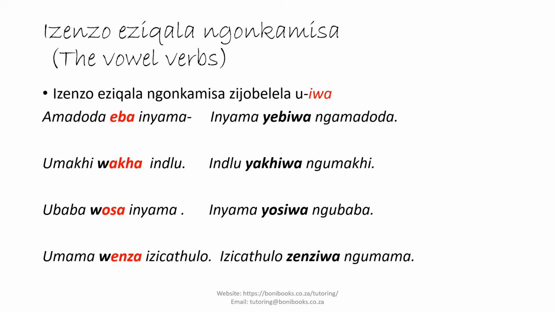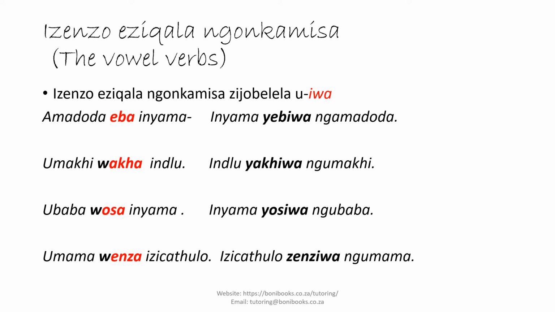Izenzo eziqala ngonkamisa. Okay, those verbs that will begin with a vowel. So I always call them the vowel verbs, or we can say the vowel commencing verbs, because they commence with the vowels. So the verbs like eba, osa, aka, enza. Okay, but today we're going to look at these sentences so that we can see how it makes sense. So we're saying izenzo eziqala ngonkamisa.